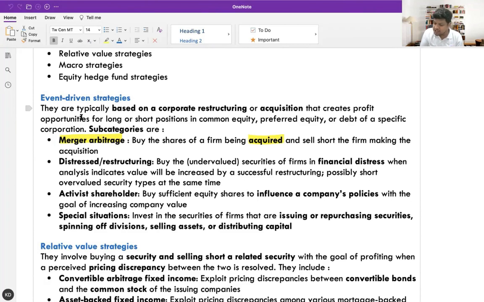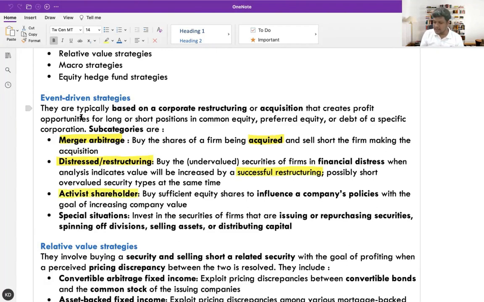Similarly, distressed restructuring. They buy the company which they feel will come out of the financial distress. Right? So they do their analysis and they think that there is a possibility of successful restructuring. Then they invest in the company. Clear?